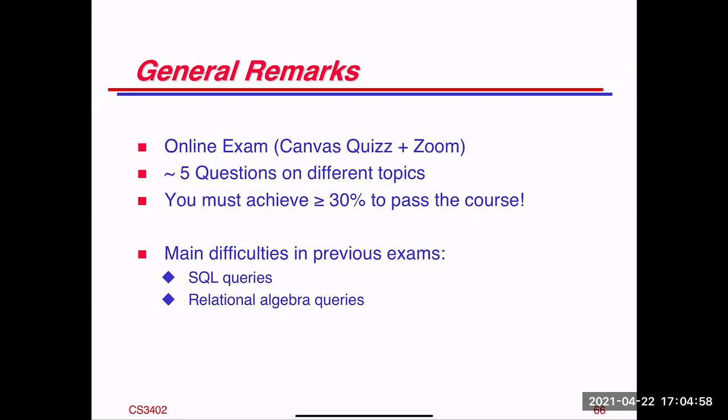Right, so there are going to be around 5 larger questions on different topics. And keep in mind that you need to achieve at least 30% on the final exam to pass the course. Unfortunately, there might be some students every year that don't pass this. So even if you have high grades on the coursework, there's nothing much that we can do if you get like 0 points on the final exam.